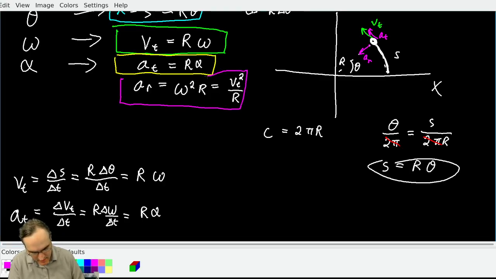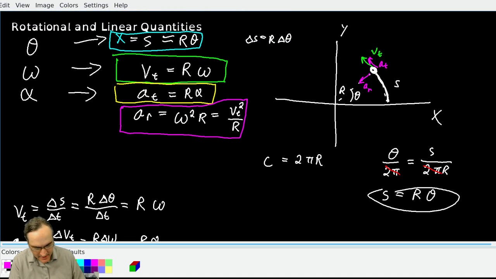Okay. So those are the things you must remember in order to convert back and forth between rotational and linear quantities. All right, that's it for this one. We'll be doing kinetic energy of rotation next.